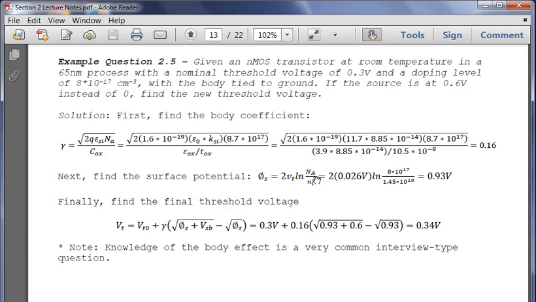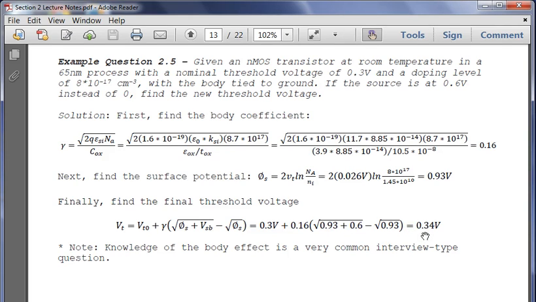Finally, we substitute our values. We have our initial threshold voltage of 0.3 plus 0.16 times the square root of 0.93, which we calculated here, plus 0.6. And we calculated 0.6 by finding our initial source voltage, and we subtract 0 from that since the body is tied to ground. We subtract the square root of 0.93 again. When we do this, it all comes out to 0.34.